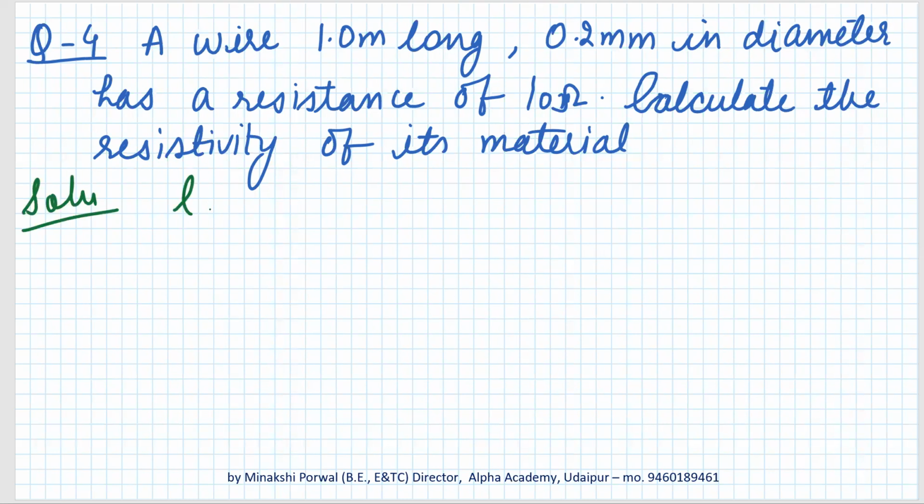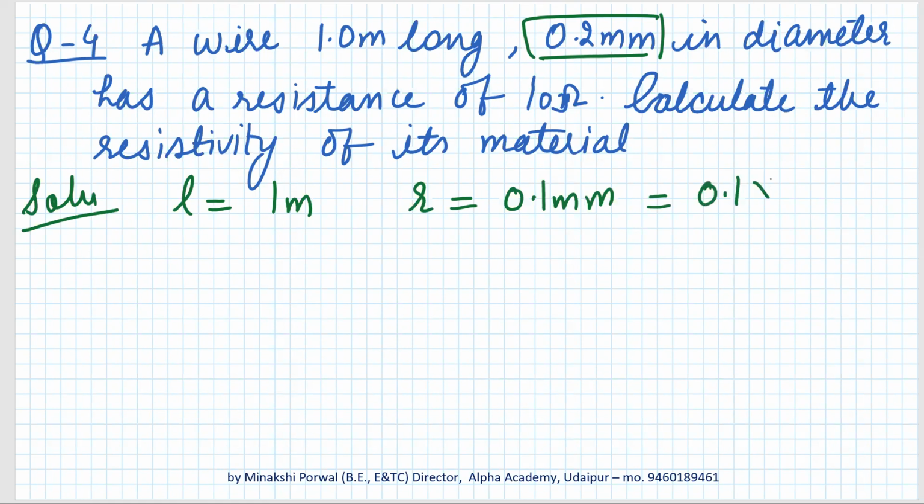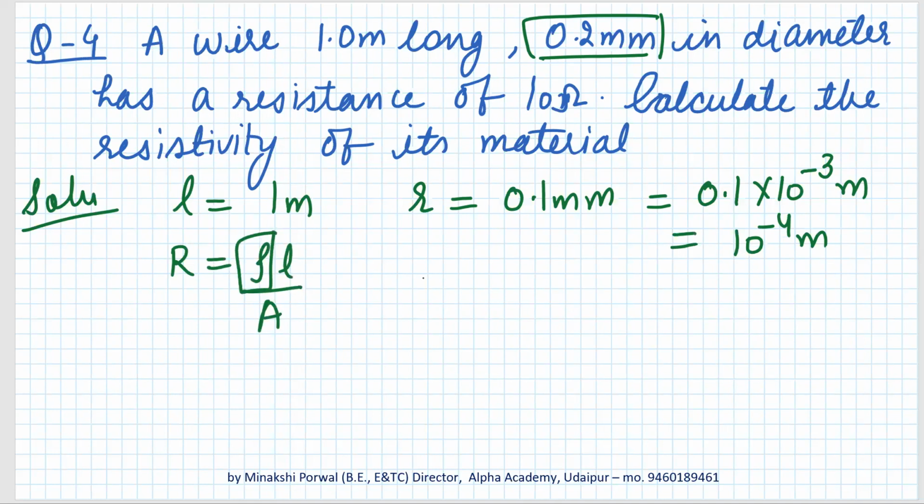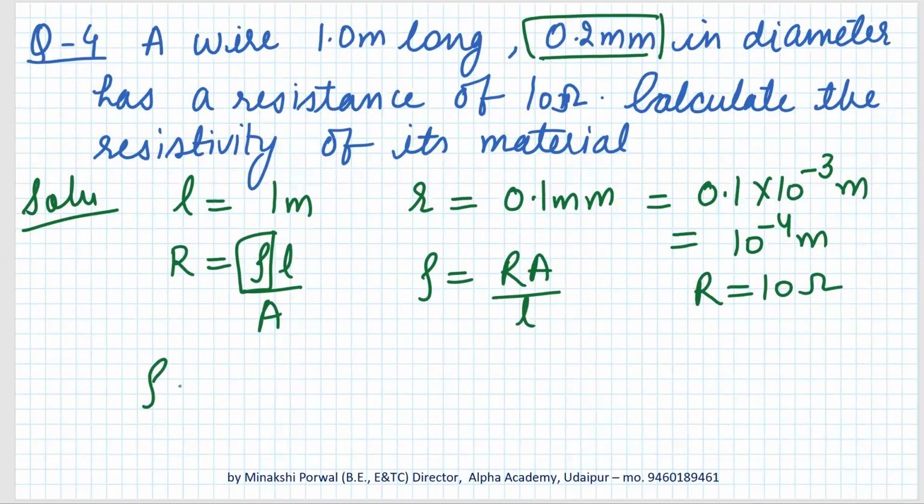What is given? First of all, length is given, 1 meter. 0.2 mm is the diameter. So radius will be 0.1 mm. 0.1 mm means 0.1 into 10 to the power minus 3 meter, or 10 to the power minus 4 meter. Now we have to find resistivity. R equals rho L upon A. So rho equals R A upon L. What else is given? Resistance is given, 10 ohms. Now we'll substitute all the values.